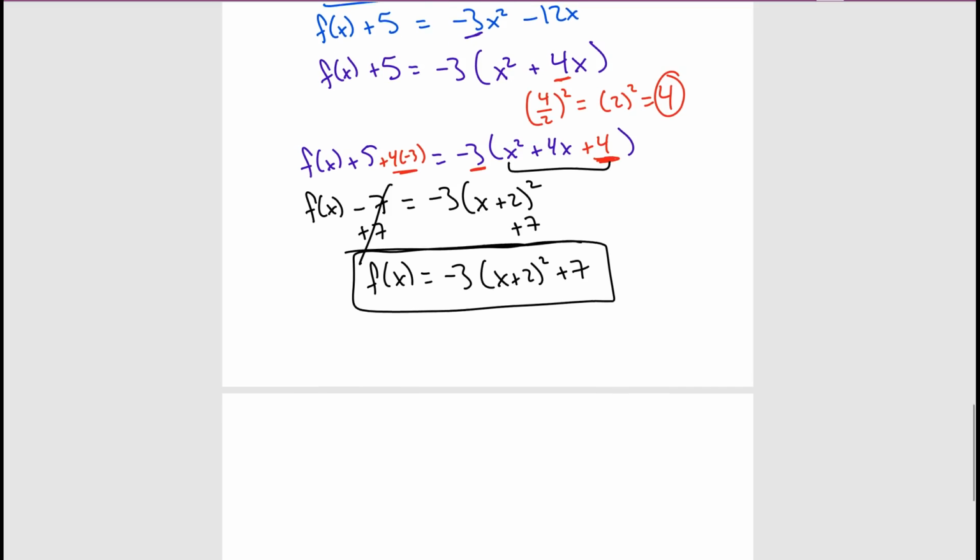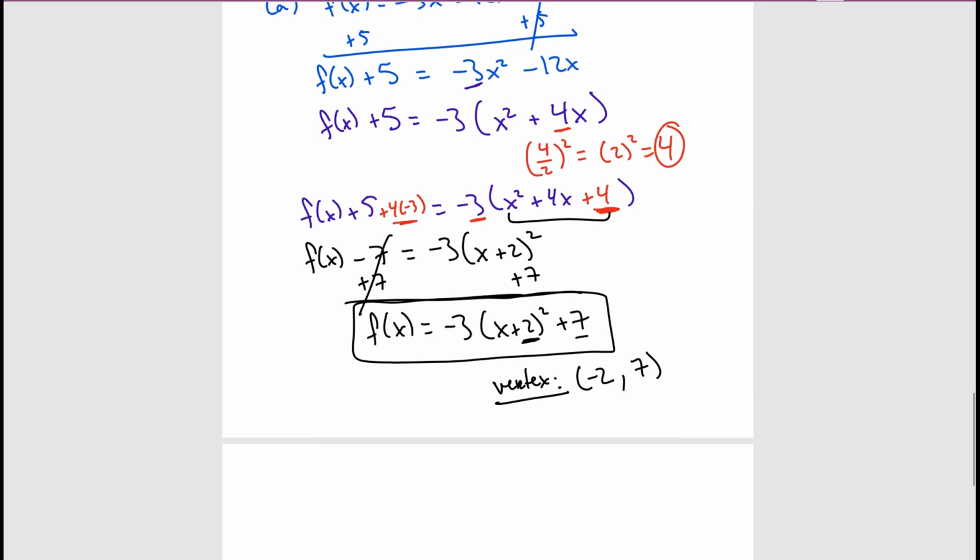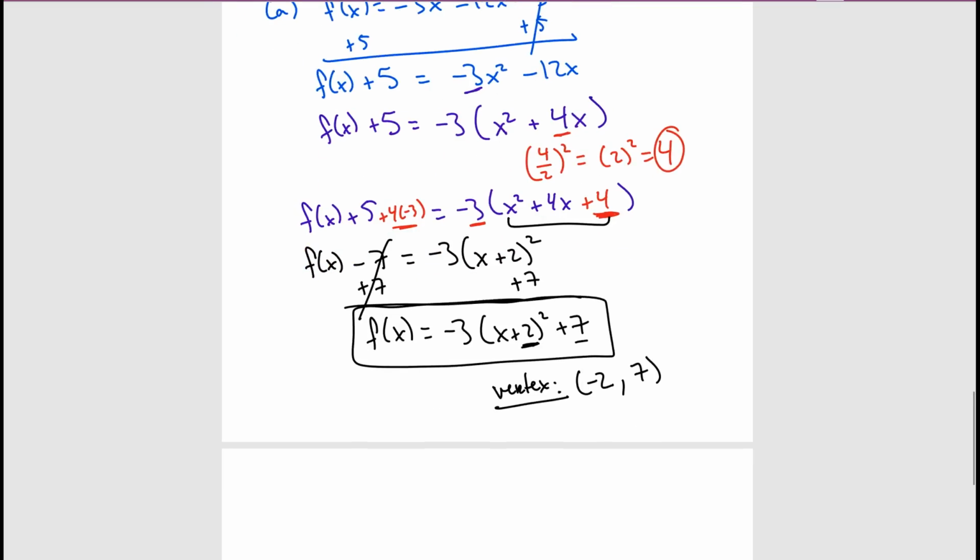And notice that here I can actually figure out what the vertex is. My vertex is just going to be whatever those numbers are. Now remember, this thing is always going to be the opposite. So it's going to be negative 2, 7 if you really want to figure out the vertex. Okay. All right, so let's do one more problem like this, because we kind of are good with completing the square. It's just rearranging everything.